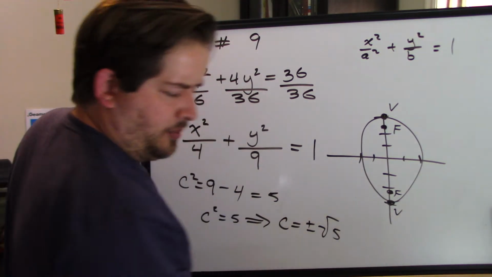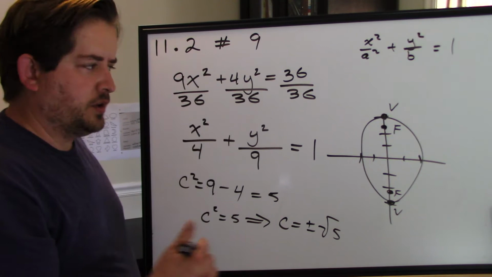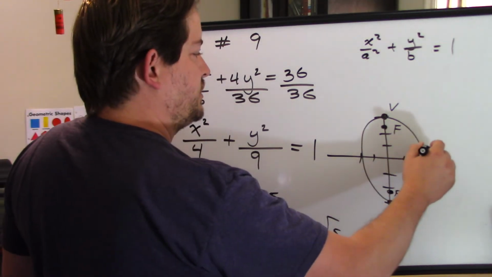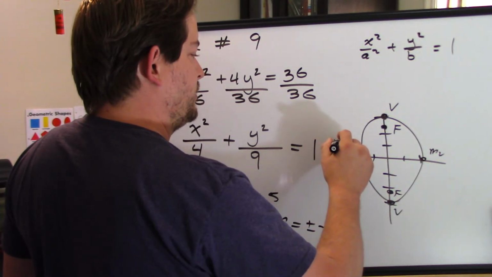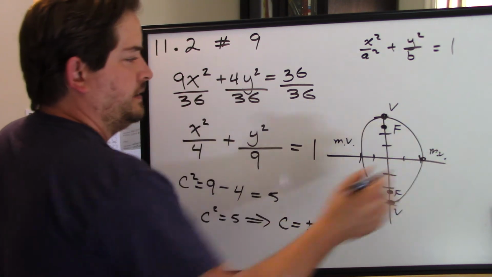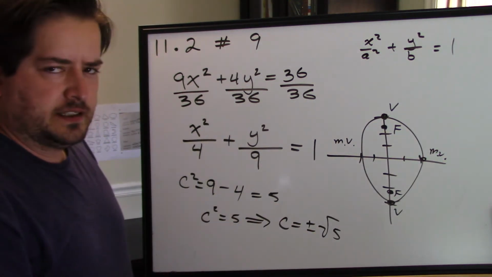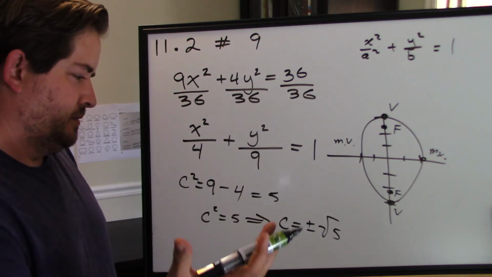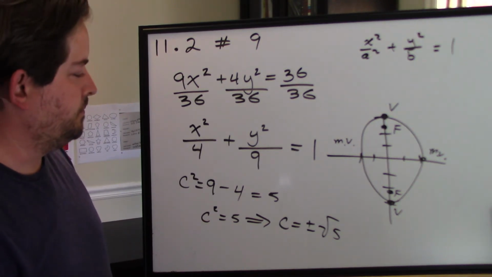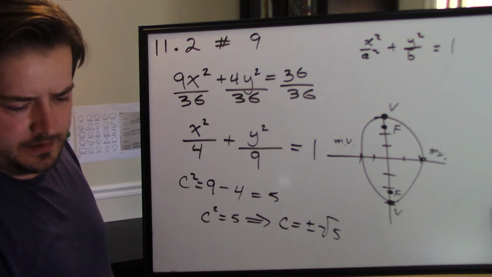And again, I'm 99% sure the homework doesn't ask you, but this is the minor vertex here and the other minor vertex there. I've taught classes in the past where they wanted you to list those out. I don't think we care. But anyway, that is 9.